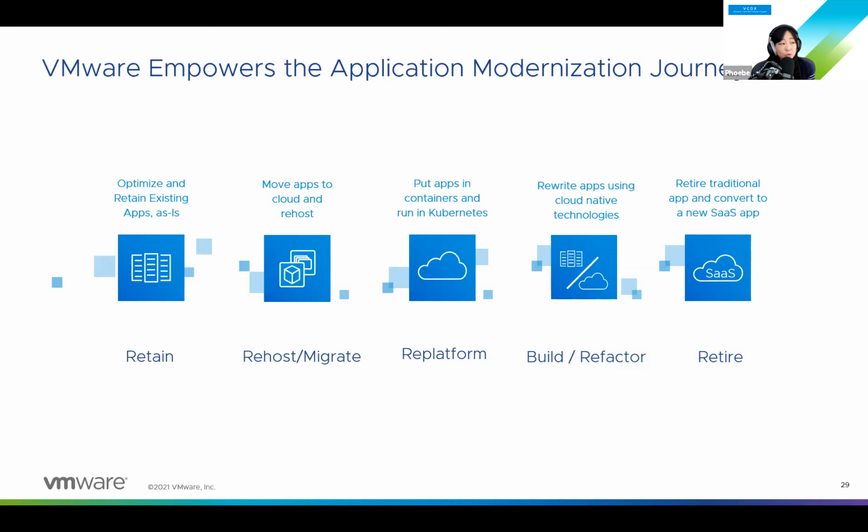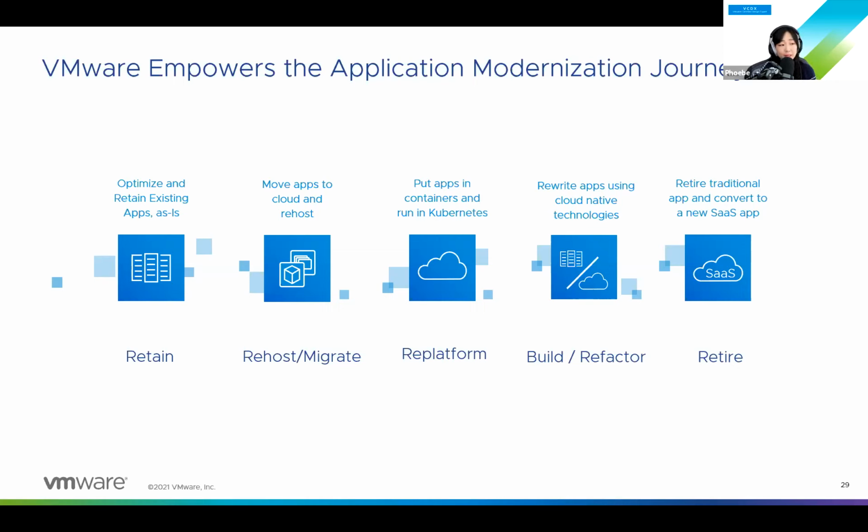Now, second is rehost. So it's just moving essentially your applications to the cloud from on premises. A lift and shift is also called rehost or migrate. Now, replatform is putting applications in a different platform. So, let's say putting applications in containers, or developing something more into microservices, would be replatform.